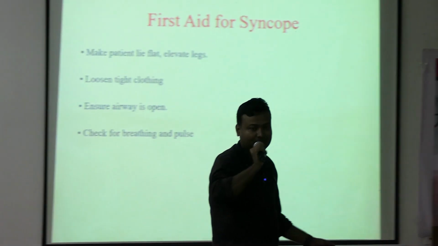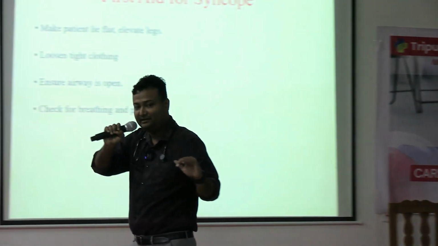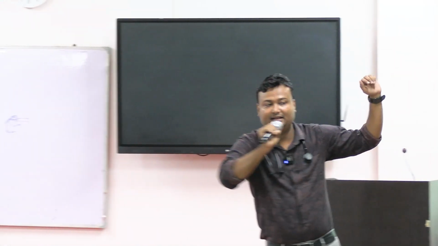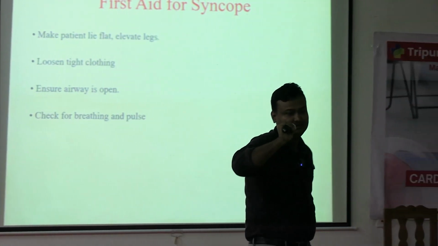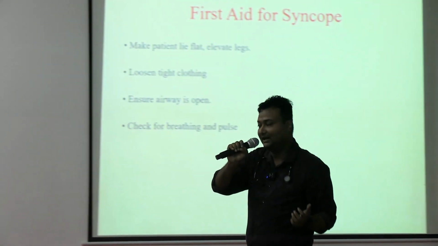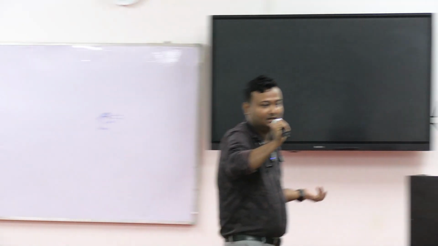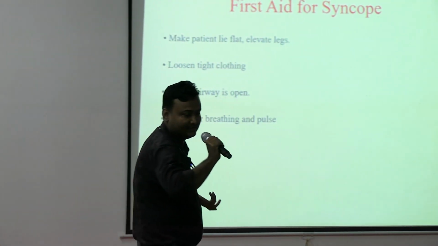So first you have to lie down the patient in a supine position, then you have to raise the lower limb, raise the legs, so that by gravitation the blood will be pulled down to the lower part and there will be more circulation to the brain, and the patient will get relieved or get consciousness back.